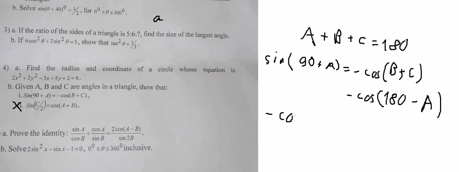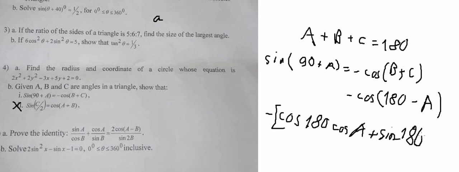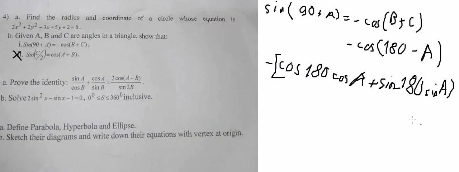In here, we can apply cosine 180 cosine A plus sine 180 sine A. So this one, you got negative number 1 cosine A. This one, you got 0, so that's why we don't have anything. Negative, negative, you got positive cosine A.